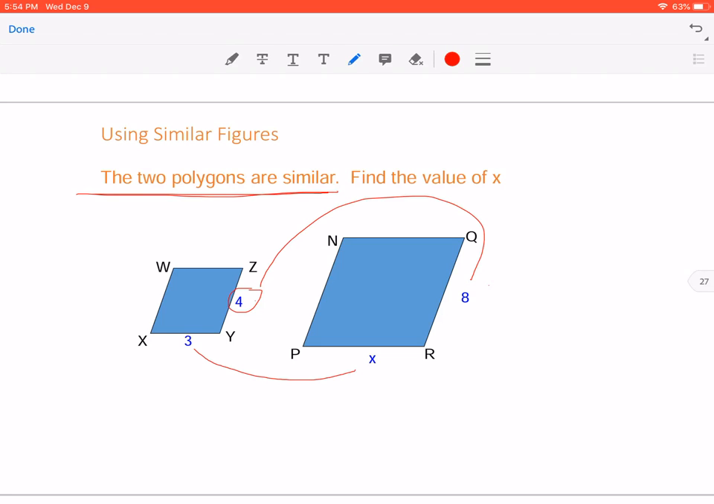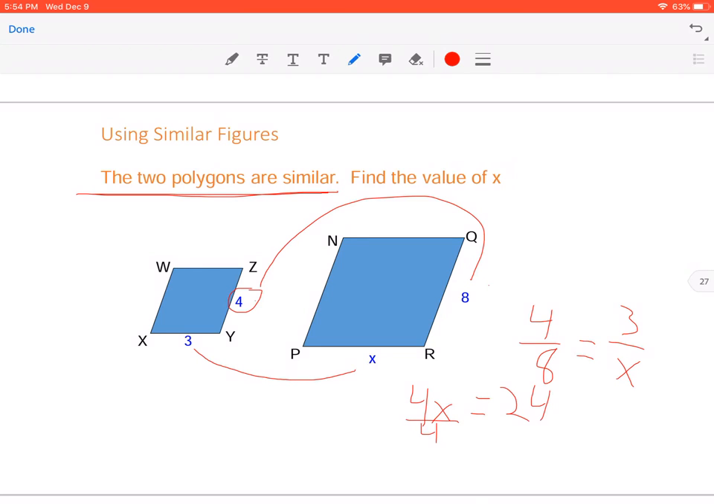If these numbers aren't great numbers and they're decimals, make a proportion. So 4 goes with 8 as 3 goes with x. How do you do proportions? Cross multiply. 4 goes with x, that's 4x. 8 times 3 is 24.